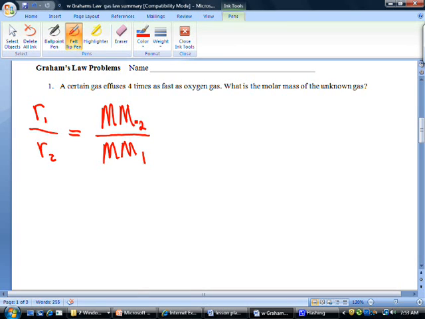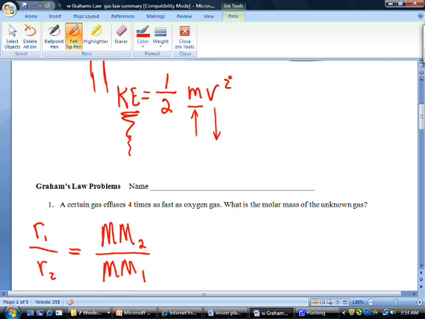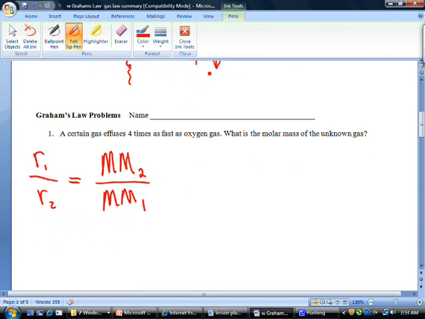Now, if we took the time to derive this relationship from this equation, we would find that because of this factor right here, the velocity squared, and how it relates to the mass of the object and its velocity, we would need to have a square root sign. So the rates of two gases are inversely proportional to the square root of their molar masses. This is a mathematical relationship that's widely known as Graham's Law.